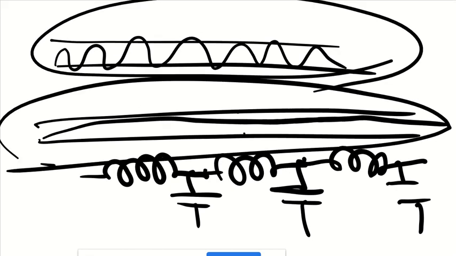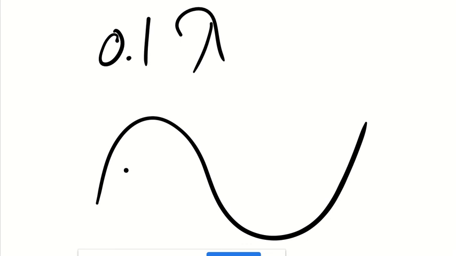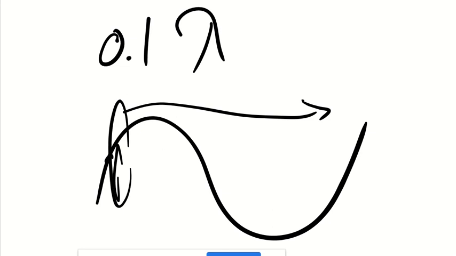So as a rule of thumb, they say as long as the length of your conductor is more than 0.1 lambda, 0.1 is very small, right? As long as the length of your wire is bigger than that, then you have to treat your conductor as a transmission line and worry about its impedance and stuff like that.